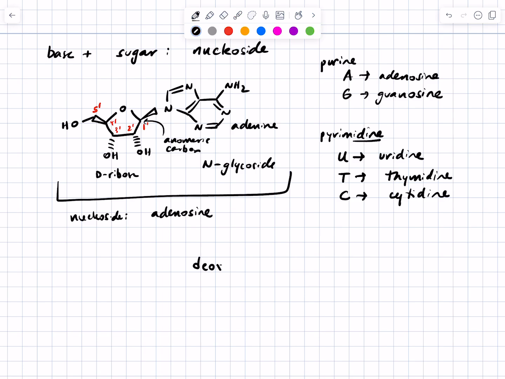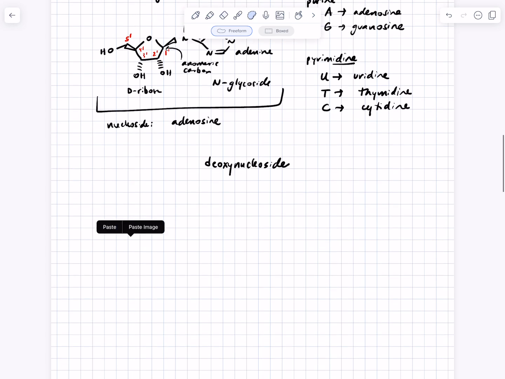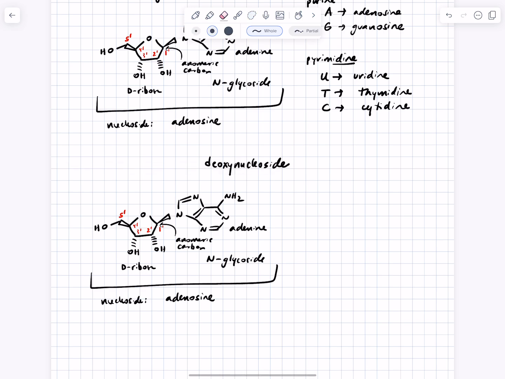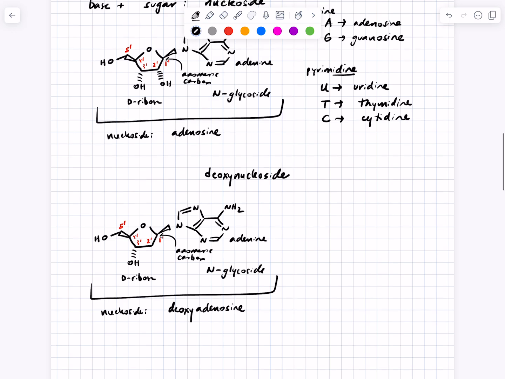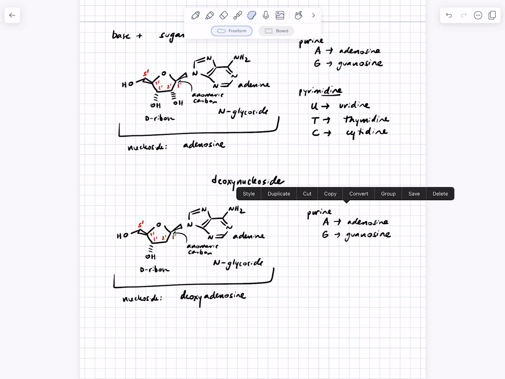deoxynucleosides that are precursors to DNA. For the deoxynucleosides, we're simply going to remove the 2' hydroxyl group. And there are enzymes that remove that 2' hydroxyl group. And we just add the word deoxy in front of the adenosine name. Deoxynucleosides will be a thing for both A and G, and they'll also be a thing for T and C, but not for U.